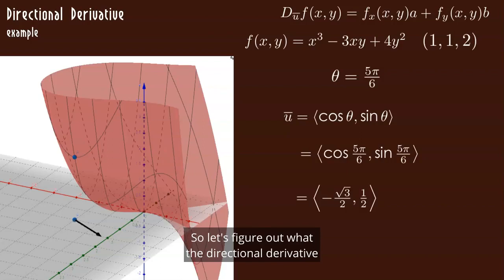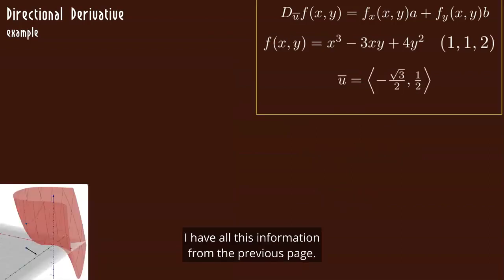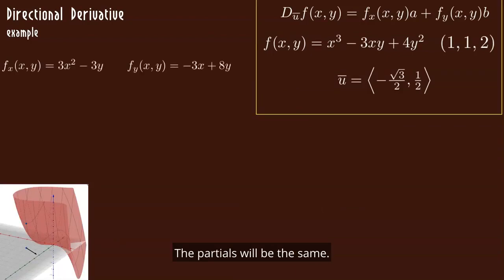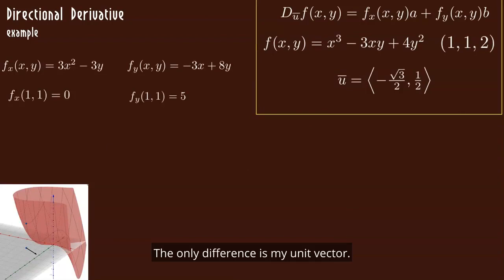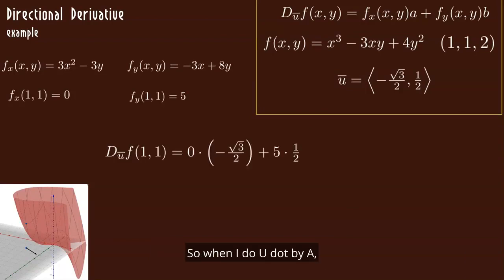So let's figure out what the directional derivative with this vector is. I have all this information from the previous page. The partials will be the same, and when I plug in my point, I'll get the same values. The only difference is my unit vector. So when I do the gradient dot my u, which is negative square root of 3 over 2, 1/2, I get 5/2, which is the slope of the surface at that point in the direction of u.